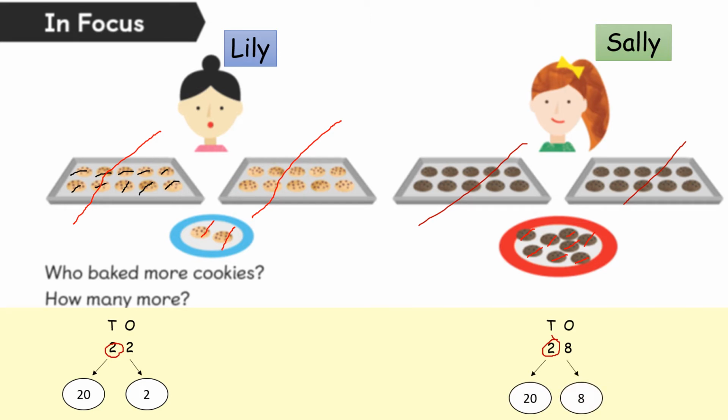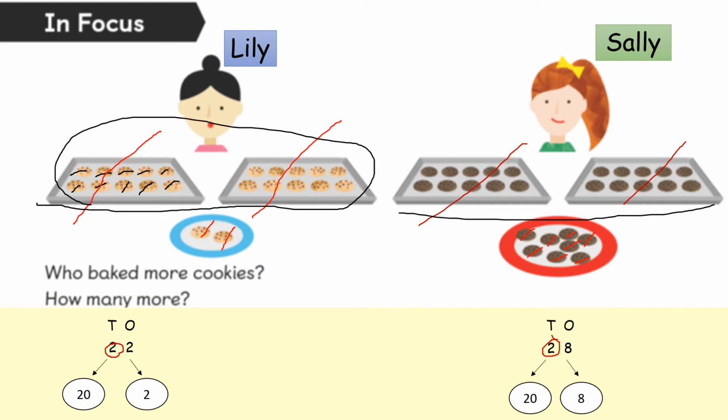So who has more cookies, children? Who baked more cookies? We can look at our tens frame to work it out, can't we? We can see they both had 2 tens. Okay, Lily baked 2 tens and Sally baked 2 tens. So that's the same, isn't it? They both cooked 2 lots of 10. Okay, so we can circle that. So they both cooked 2 lots of 10s.